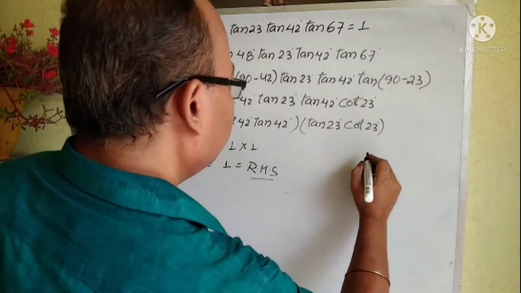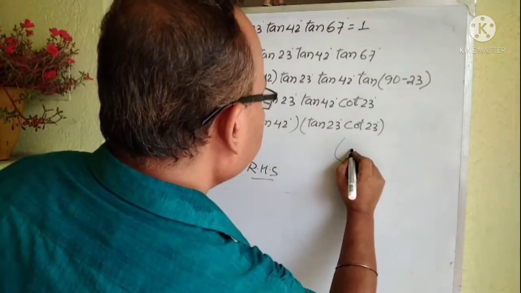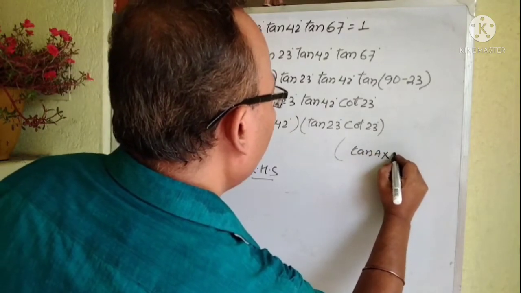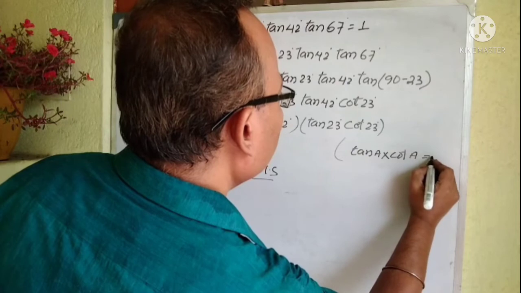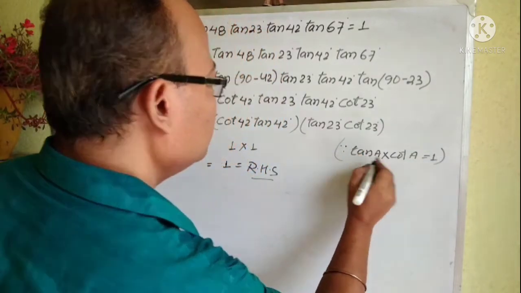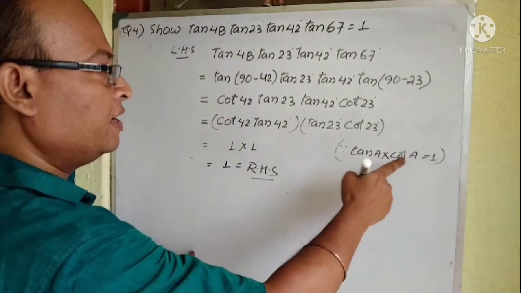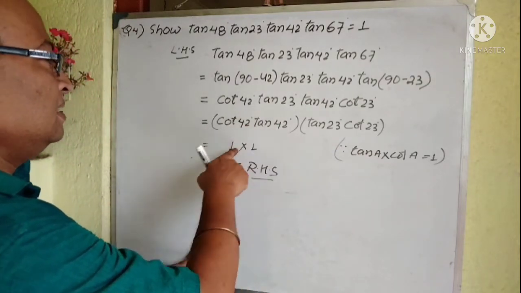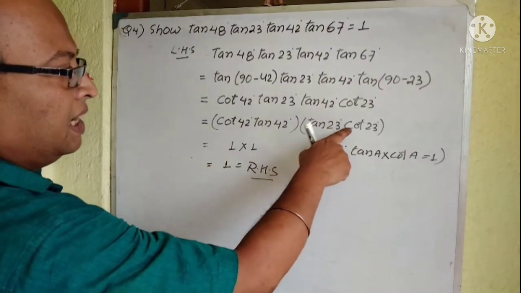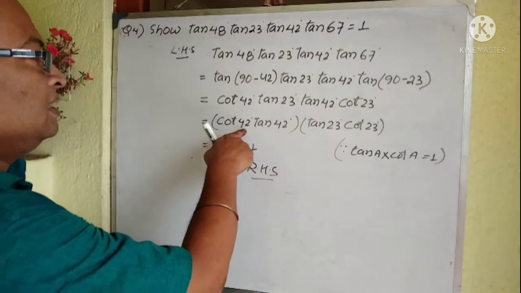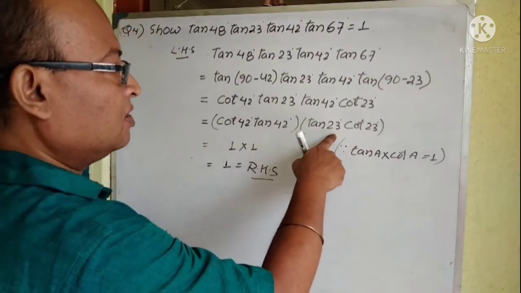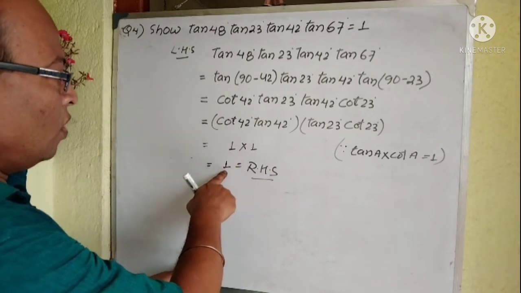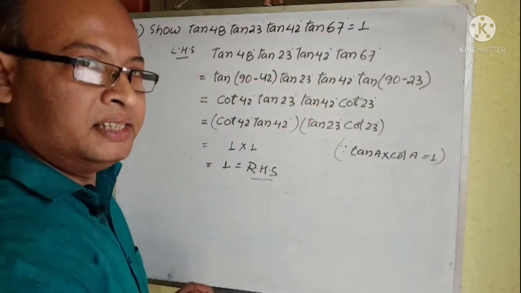Here in bracket you can write, since tan A into cot A is equal to 1. We have learned, tan A into cot A is equal to 1. So this cot theta into tan theta is 1. Tan theta into cot theta is 1. In place of theta, we have 42 degree. In place of theta, we have 23 degree. So 1 into 1 is 1, which is your RHS.